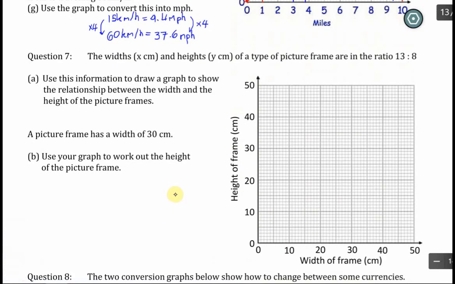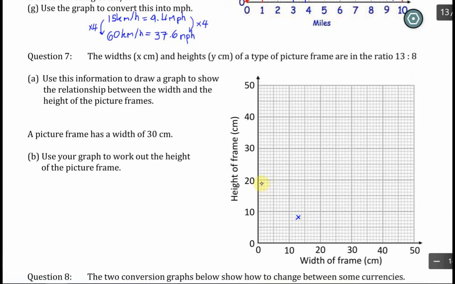Okay, number 7. The widths and heights of a type of picture frame are in the ratio 13 to 8. Use this information to draw a graph to show the relationship between the width and the height. Okay, so we've got the width on the horizontal axis and the height on the vertical. So for a photo frame with a width of 13, it would have a height of 8. So there's our first easy point to put on. So 13 up to 8. So it's going to go through there.